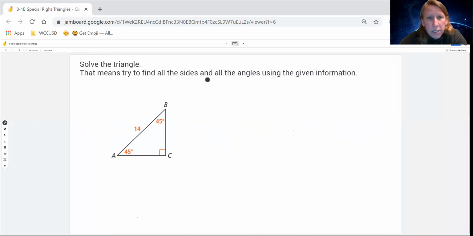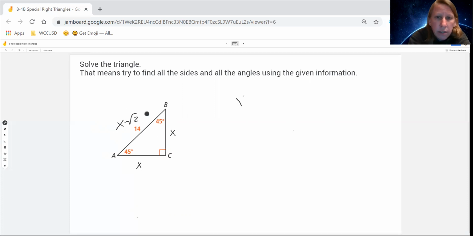Solve the triangle means find all the sides and all the angles. So I'm going to label these X. Okay, they are the same. And now I got to work it backwards. So what I will sometimes do is put my little equation right on top, my little shortcuts in a sense. And I need to solve this.